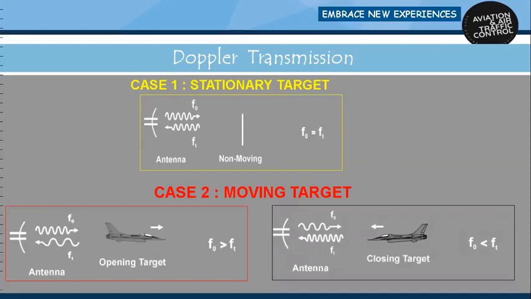When the target is moving towards the radar, each successive wave crest is returned from a position closer to the radar than the previous wave. Therefore, each wave takes slightly less time to reach the radar receiver than the previous wave. The time between the arrivals of successive wave crests at the radar is reduced, causing an increase in the frequency. Conversely, if the target is moving away from the radar, each wave is returned from a position further from the receiver than the previous wave. So the arrival time between successive waves is increased, thereby reducing the frequency.